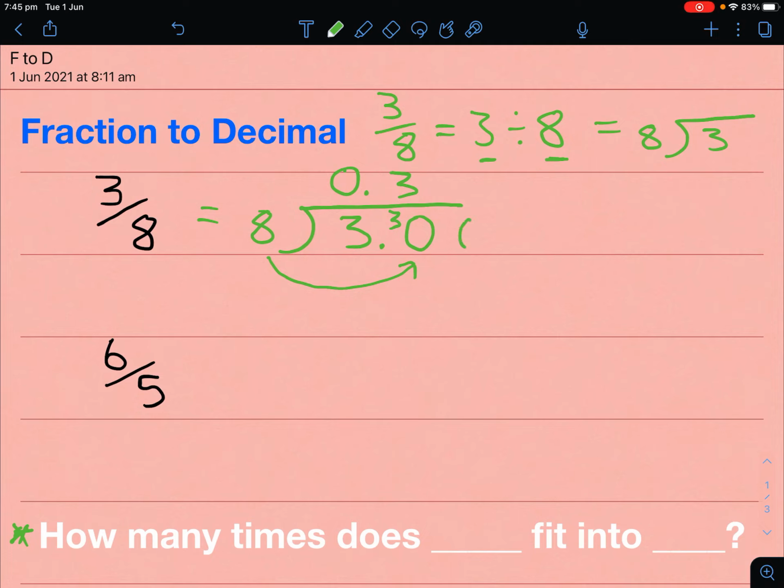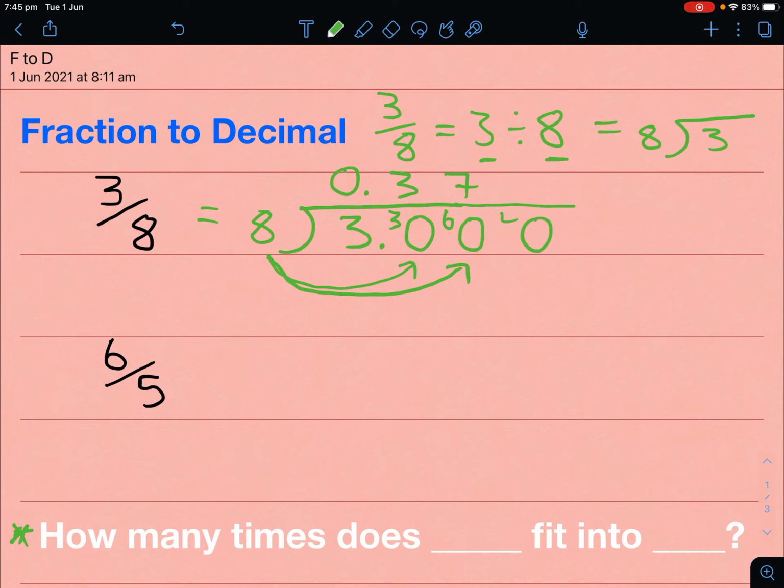So again, we create another 0, and we had 6 left over, so we put that remainder of 6 there. And now we ask the same question again. How many times does 8 fit into 60? So 8 times 7 is 56. That's as close as we can get. And we had 4 left over.